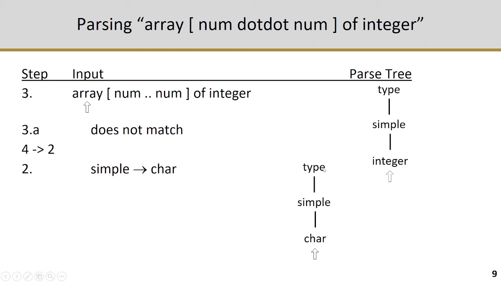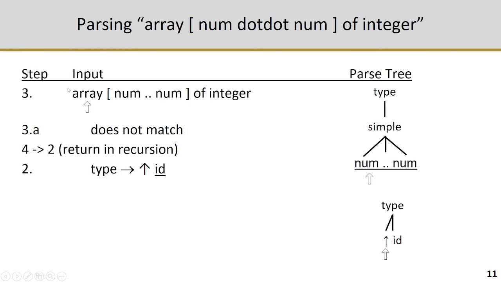The next rule for the simple is simple to character. So we have a parse tree like type to simple to character. However, at this point, the character does not match the array, so we try another rule for the simple, which is the last one, num dotted num. Num dotted num is a series of three tokens. However, num does not match the array, and that's why we have to try another rule, but there is no other rule, so we have to track back in the recursion and try another rule for the type.